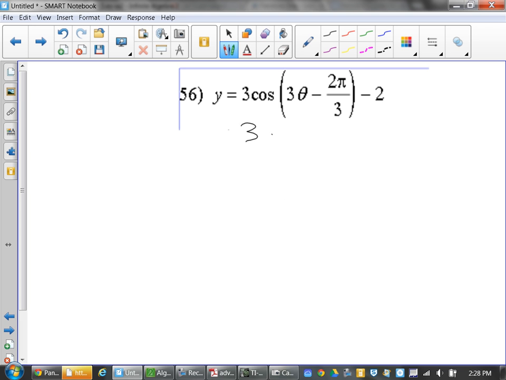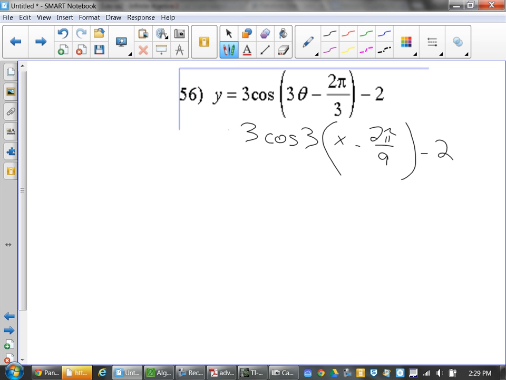Take the 3 out. You get 3 cosine of 3. I'm going to use x because that's what we generally use in class, right? Now, when I take a 3 out, remember I multiplied it by a third, my h value here becomes minus 2 pi over 9. It's a funky number. We always wound up with somewhat decent breakpoints, nothing that was that nasty.